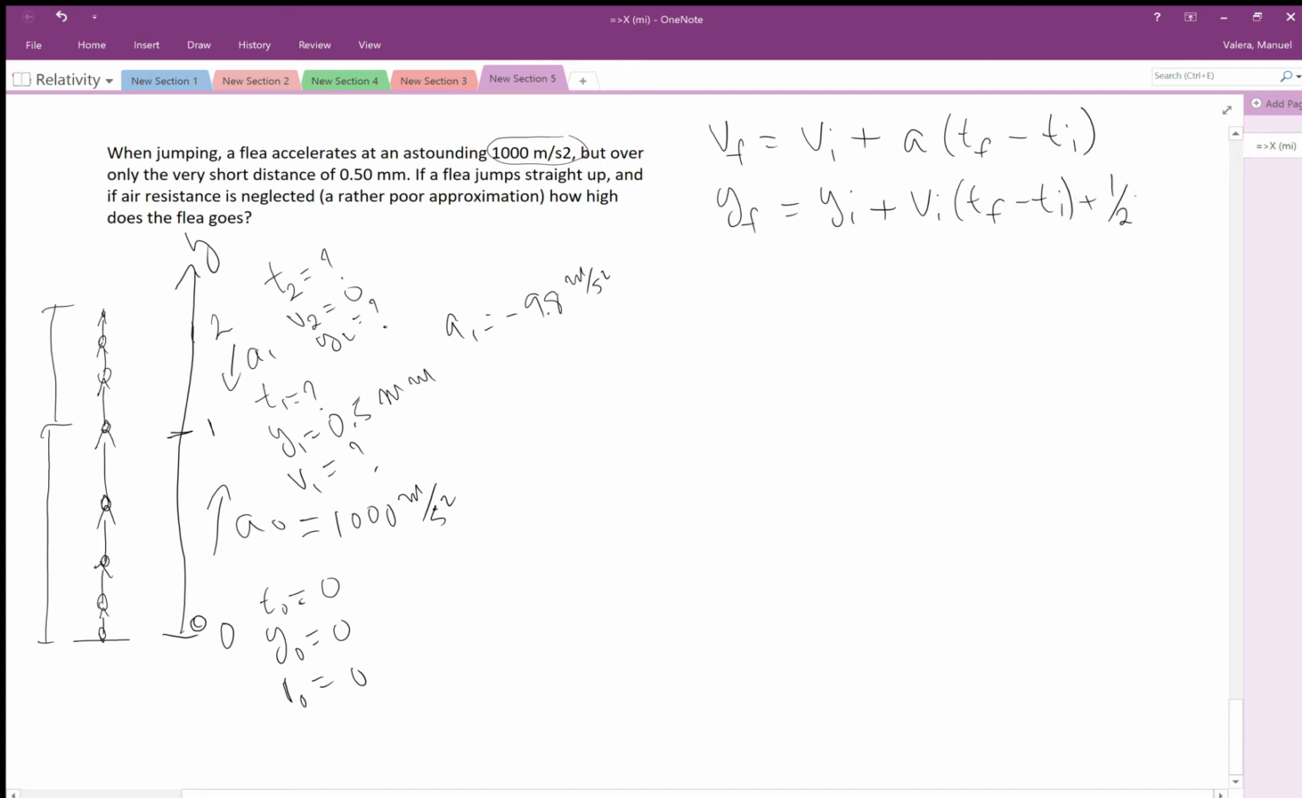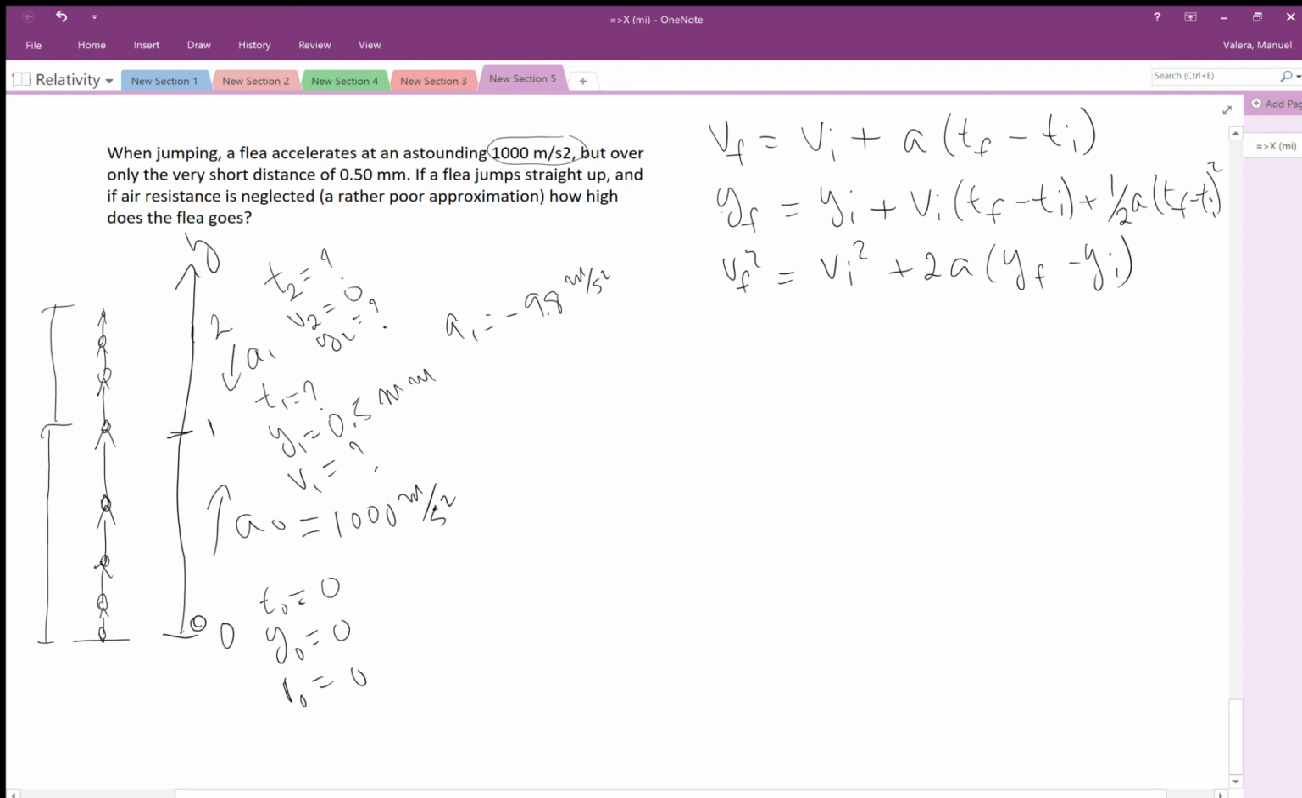plus 1/2 a (t final minus t initial) squared. And finally, we have v final squared is equal to v initial squared plus 2 times acceleration times (y final minus y initial). So in this problem, this is a y here. In this problem, we need to make sure that we know which are our initial and final at each step of the problem. So we want to find y2, right?